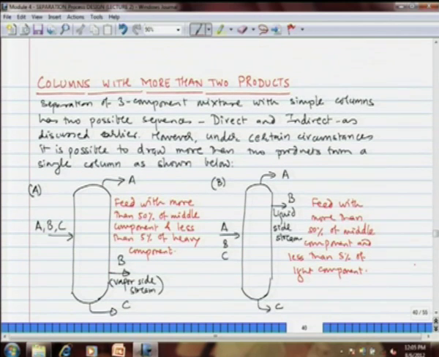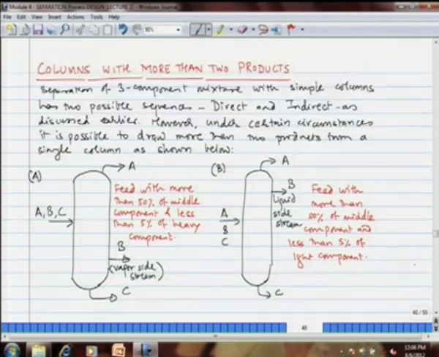Now, we can also have columns with more than 2 products. It is not necessary that each column will have only one product at the top and one product at the bottom. What I have shown here is an interesting case of a ternary mixture being split in a single column rather than 2 columns. Separation of a 3 component mixture with simple columns has 2 possible sequences, direct and indirect sequence. However, under certain circumstances, it is possible to draw more than 2 products from a single column.